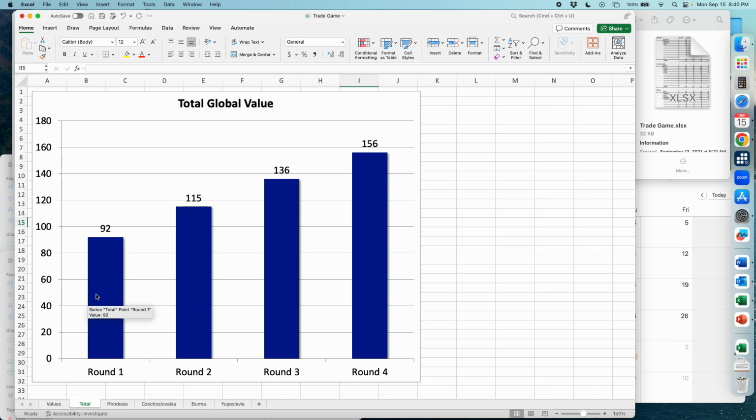So round 1, when you're just given some initial amount, you have your value. Round 2, when you're able to trade inside your country, total value goes up. You're able to trade with some people, not everybody, but some. So there are some gains from trade and exchange. Goes from 92 up to 115, right? Round 3, when you can trade with even more people, total value goes up to 136. And round 4, it's up at the highest, 156, right?